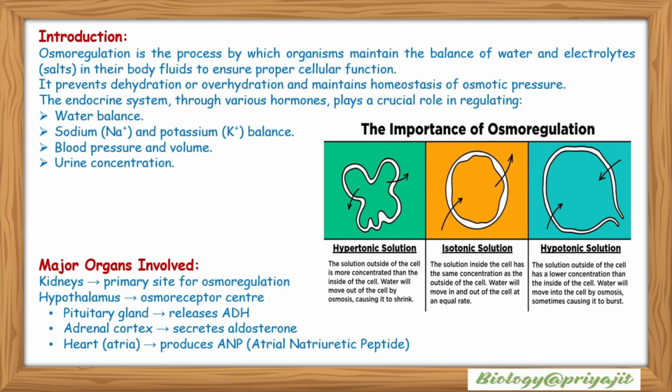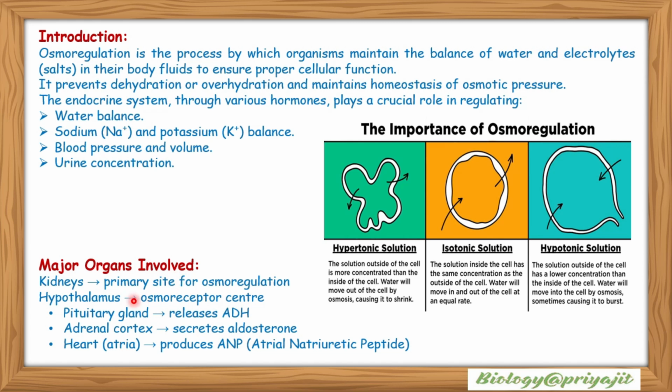Introduction. First of all, we have to know that osmoregulation is the biophysical process by which organisms maintain the balance of water and electrolytes or salts in their body fluids to ensure proper cellular function. Basically, it prevents dehydration or overhydration and maintains homeostasis of osmotic pressure. The endocrine system through various hormones plays a crucial role in regulating water balance, sodium and potassium level, blood pressure and volume, urine concentration. So we have to know what are the major organs involved in the process of osmoregulation.